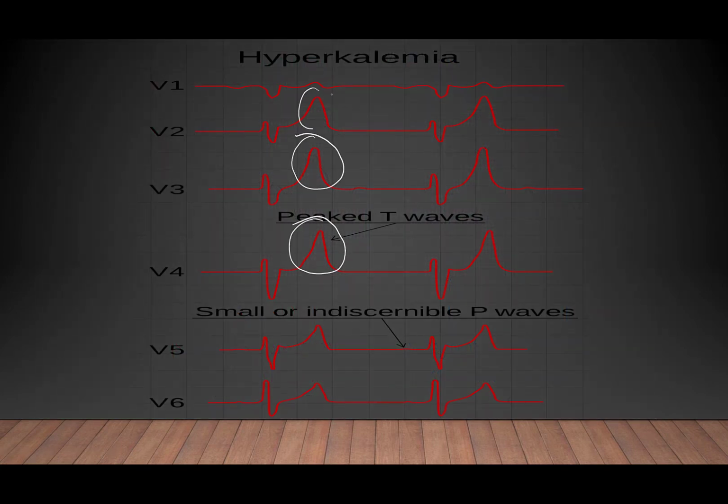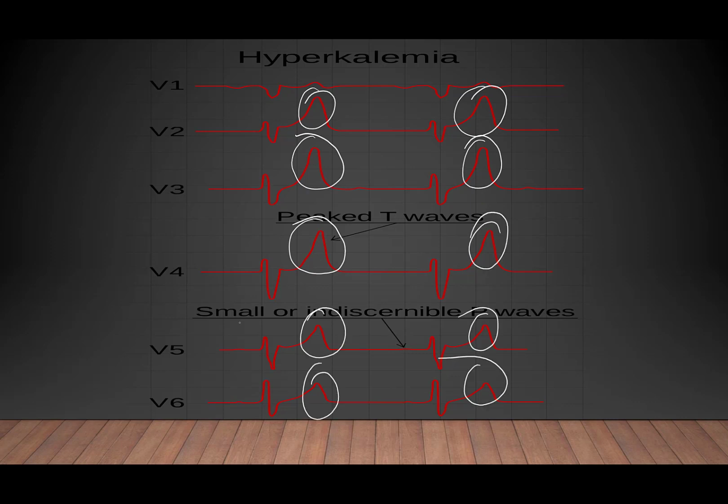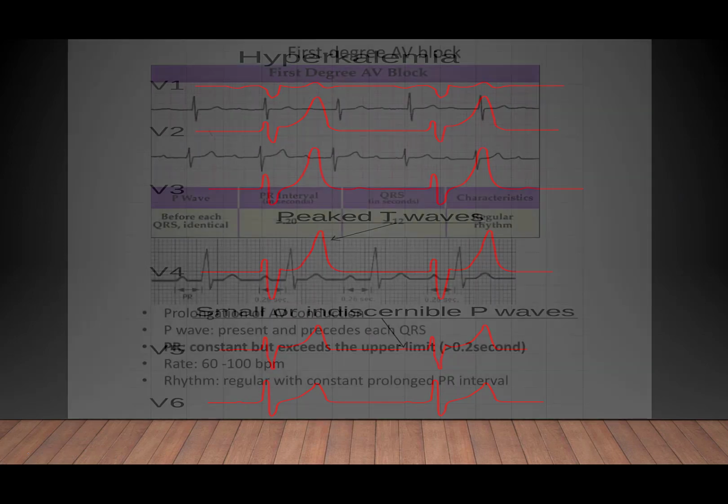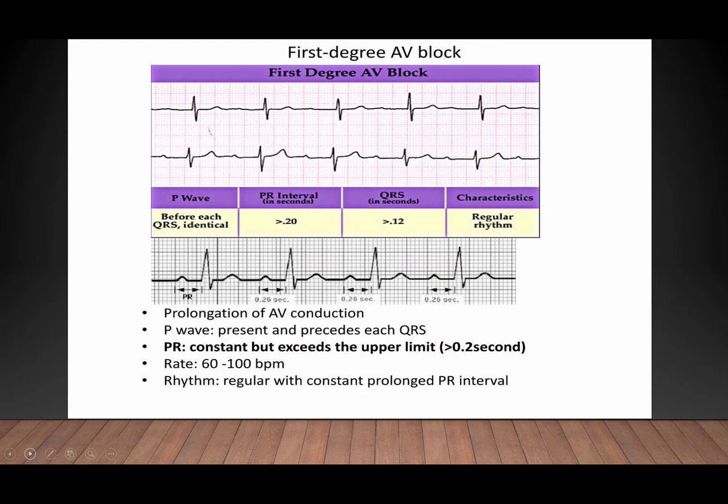Peaked T wave. If you look at this one, there is small or indiscernible P wave. So this is called hyperkalemia, increased potassium.